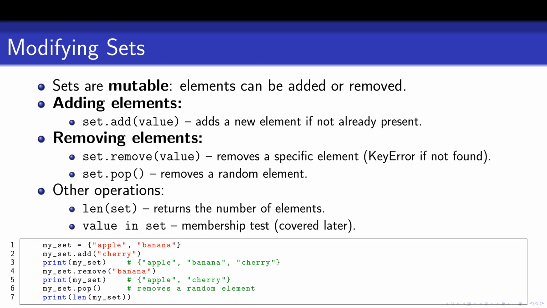Sets are mutable, which means you can add or remove elements as needed. The add method inserts a new element into the set if it does not already exist. The remove method deletes a specific element, raising an error if the value is not found, while the pop method removes a random element. Sets also work with len to determine their size, and membership can be checked using the in operator. On the slide, the examples demonstrate adding values, removing them by name, and popping random elements.